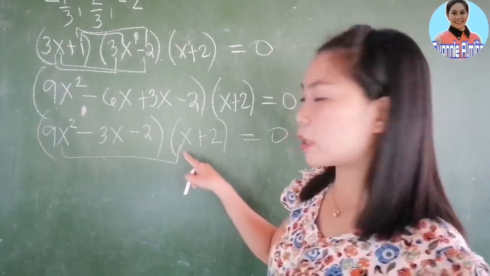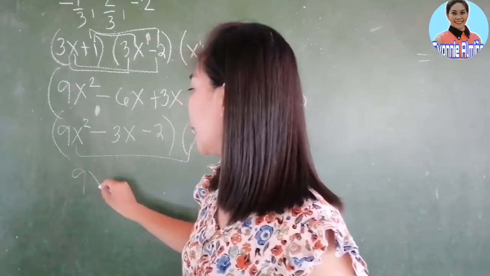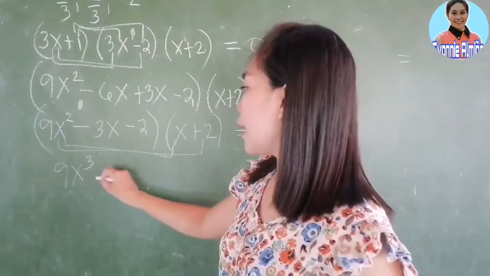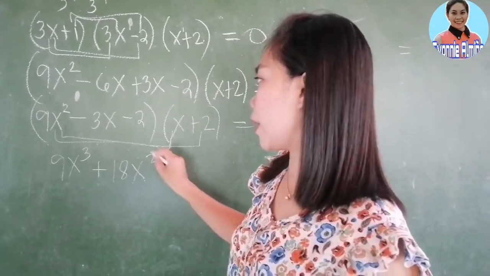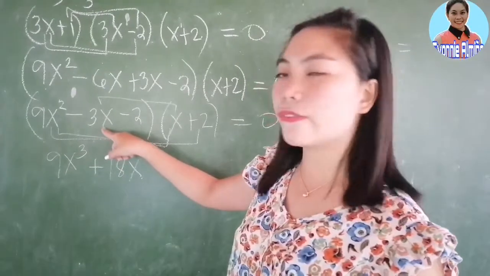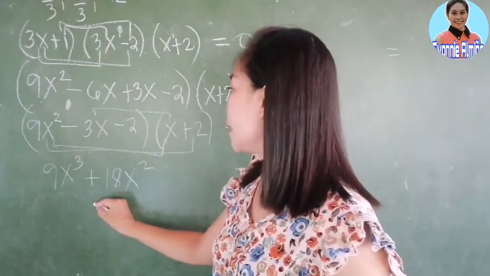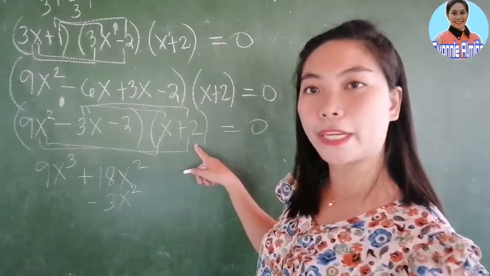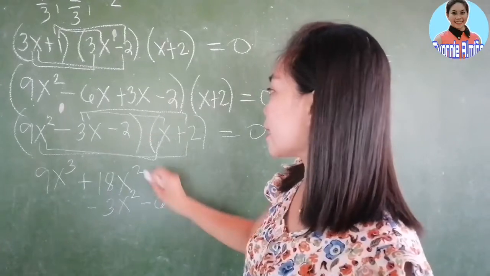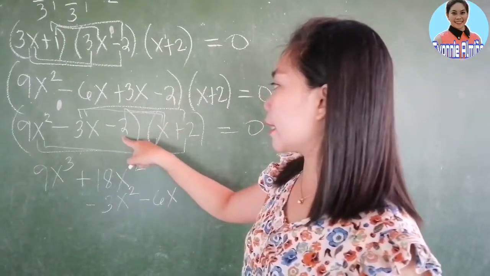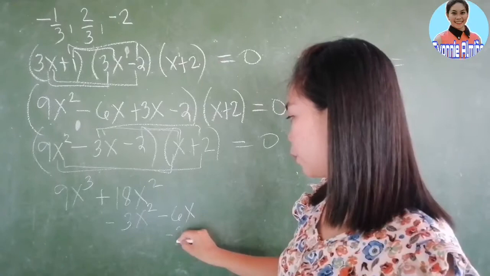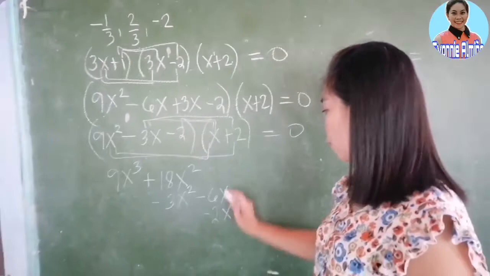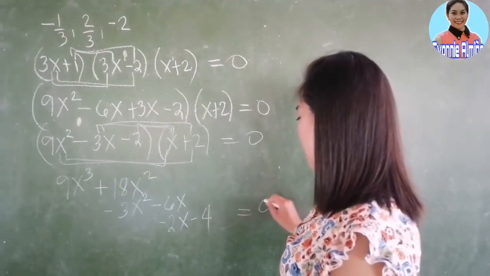So, 9x squared multiplied by x, you have 9x raised to 3. 9x squared multiplied by 2, you have positive 18x squared. Then, dito naman tayo, negative 3x multiplied by x, you have negative 3x squared. Negative 3x multiplied by 2, you have negative 6x. Then, as 1, negative 2 multiplied by x, you have negative 2x. Negative 2 multiplied by positive 2, you have negative 4. That is equal to 0.